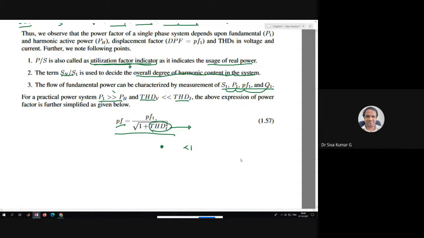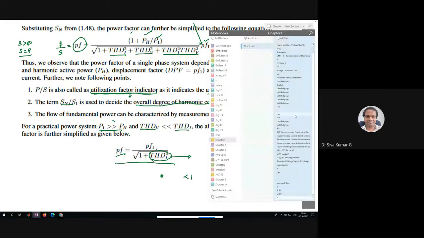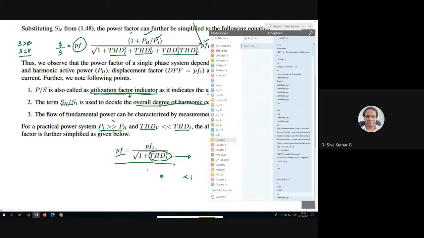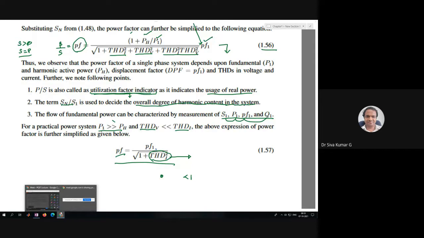If the power factor is reduced, then we can say that we are underutilizing the source in an effective way, because the more non-useful power is going to be delivered by the source. Because of that, there will be more losses in the system because of the non-useful power. These are the power system quantities when you consider harmonics in voltage and harmonics in current.